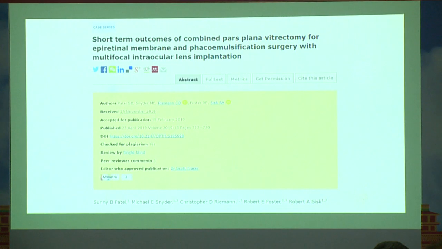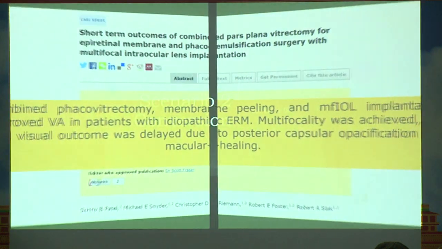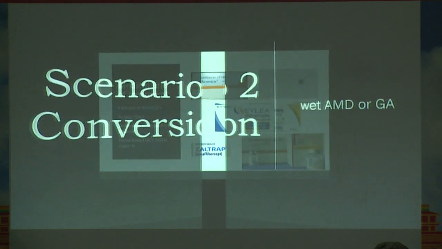Now, short-term outcomes of combined pars plana vitrectomy for epiretinal membrane with phacoemulsification surgery: they have said that it's fantastic, multifocality was achieved, and the final visual outcome was delayed, but there was definitely macular healing. Now scenario 2: if there is wet AMD in a patient who has a multifocal IOL, now what next?